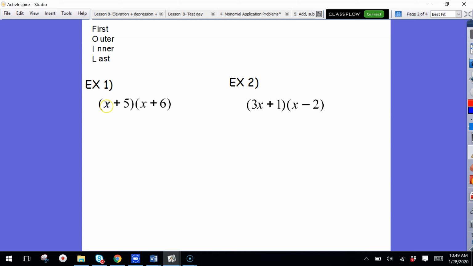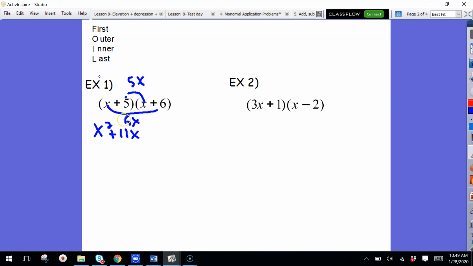So first of all, the first thing I'm going to do is multiply my first term, so x times x, and you get x squared. Now, the outer and the inner are really important because when you multiply, these two are going to combine to get your middle term. My outer is I'm multiplying the x by 6, so you get 6x. My inner is 5 times x, which is 5x. These two terms are going to combine because they both have an x in them. So 5 plus 6 is 11x.